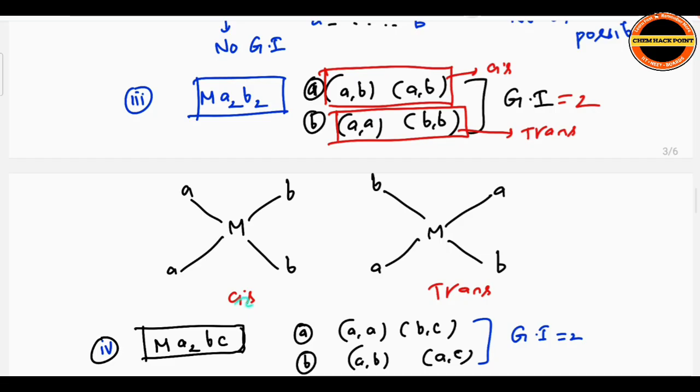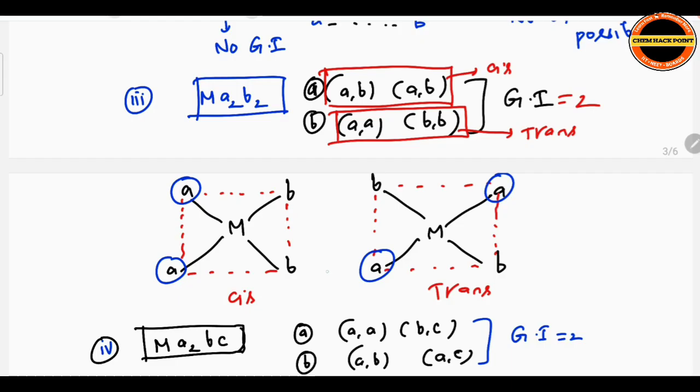I showed here the square planar structure, cis and trans, for Ma2B2. Why is it cis? You see here. Either A or B, you take any one. For example, if I consider A, both the ligands of the same type are on the same side. Identical ligands on the same side, so cis. Identical ligands on opposite sides, trans.